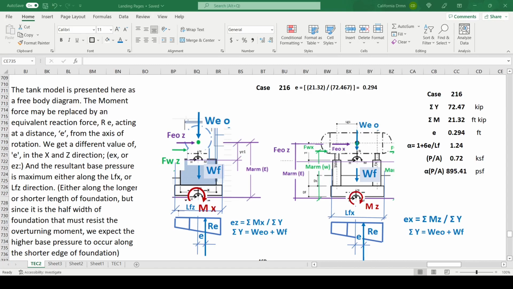The tank model is presented here as a free body diagram. The moment force may be replaced by an equivalent reaction force, Re, acting at a distance, E, from the axis of rotation. We get a different value of E in the X and Z direction, Ex or Ez, and the resultant base pressure is maximum either along the LFX or LFZ direction, either along the longer or shorter length of foundation, but since it is the half width of foundation that must resist the overturning moment, we expect the higher base pressure to occur along the shorter edge of foundation.